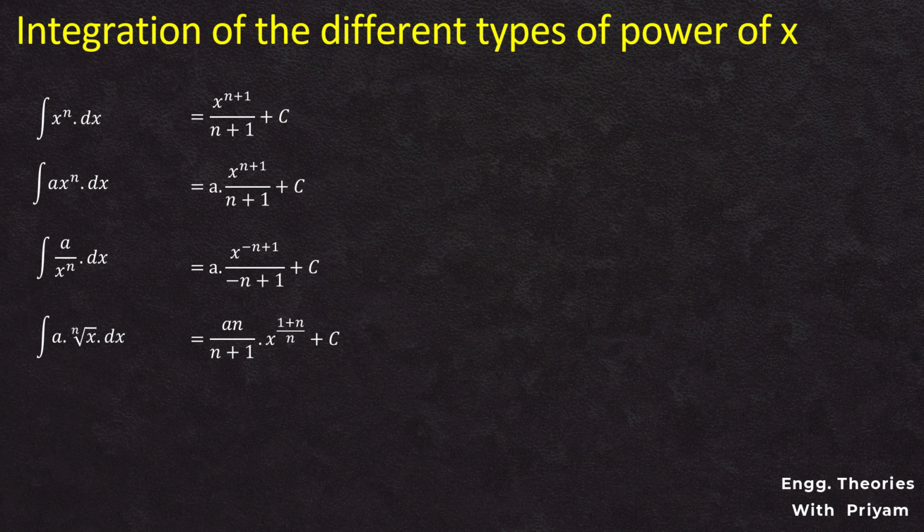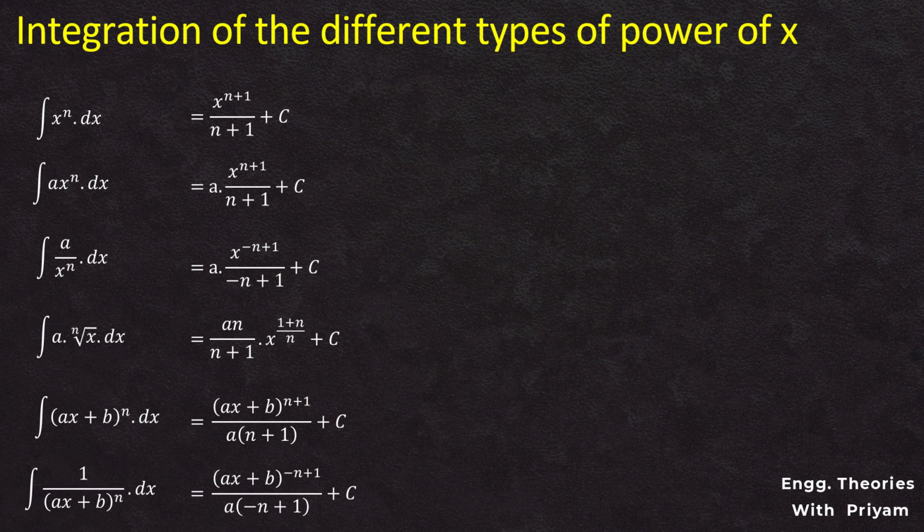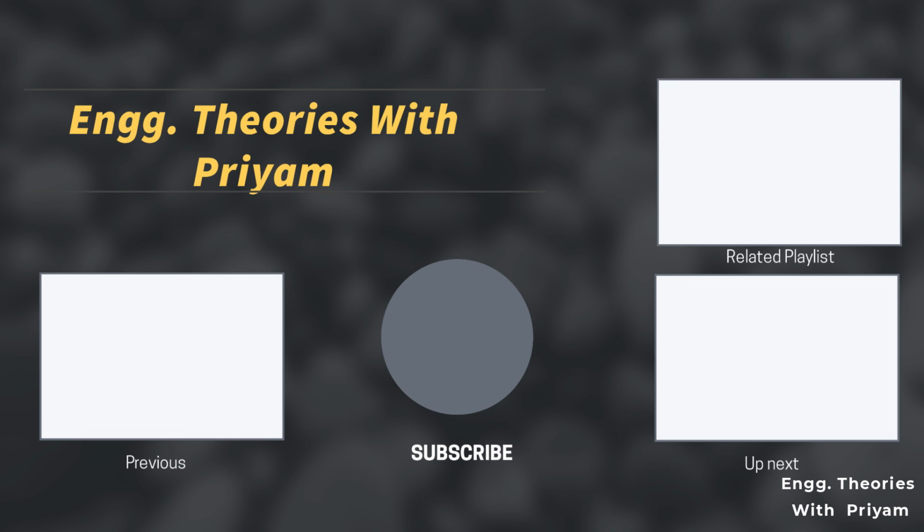And the integration of ax plus b to the power n with respect to x gave us the result ax plus b to the power n plus 1 divided by a into n plus 1 plus the integration constant c. Finally, the integration of 1 by ax plus b to the power n with respect to x gave us the result ax plus b to the power minus n plus 1 divided by a into minus n plus 1 plus the integration constant c. That's all for this lecture.